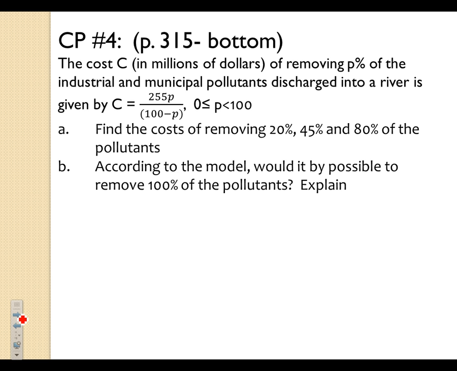So if we're going to do the first one, if we're going to remove 20% of the pollutants, simply put that into your cost function. 255 times 20 over 100 minus 20. Simplifying that, you're going to get 5100, excuse me, over 80, which is 6375.